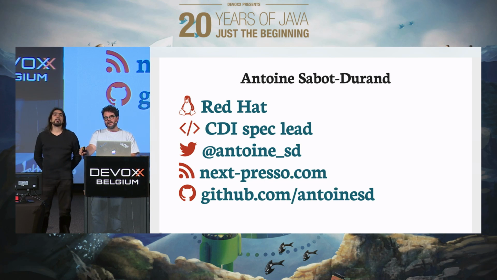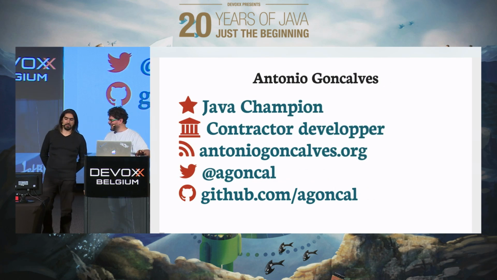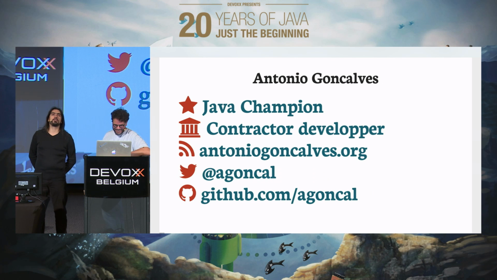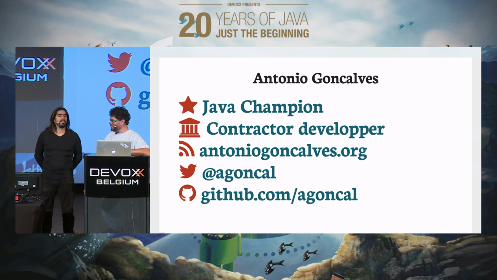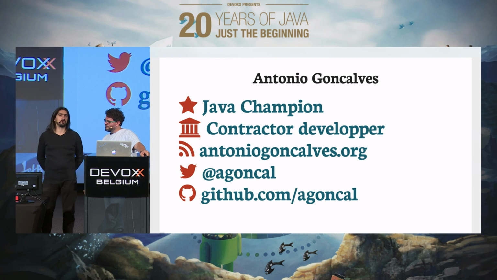On this university, I will play the role of the guy who says what to do, because in a project there is a guy who does things, and the guys who watch the other guy and say, okay, do this now. So Antoine will be the master, and I'm Antonio Goncalves, and I will take the role of the dummy, the guy who doesn't know what to do. Other than that, I'm a Java champion. I have my website, Twitter account, and GitHub project like everybody, and also a lot of stuff on CDI and Forge.